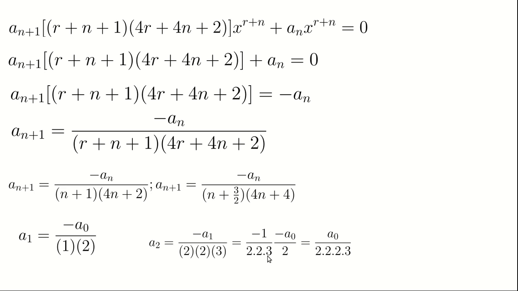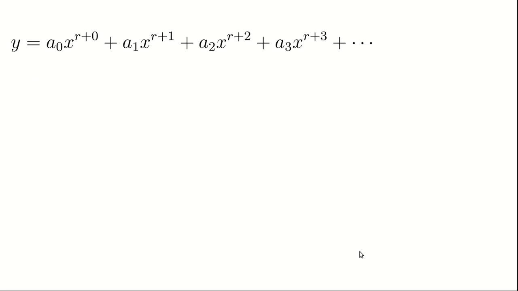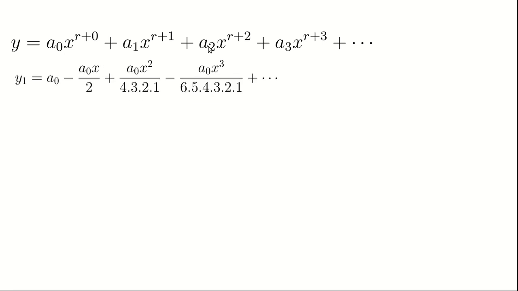Okay, so that's that for this part. So if you recall the expression for our y, which is all these parts, and we have established that our r is 0 for the first possible solution, then we can substitute the value of a naught that we have found, the value of a1, the value of a2, and that goes to these points.